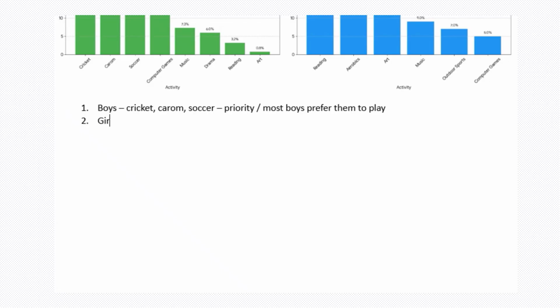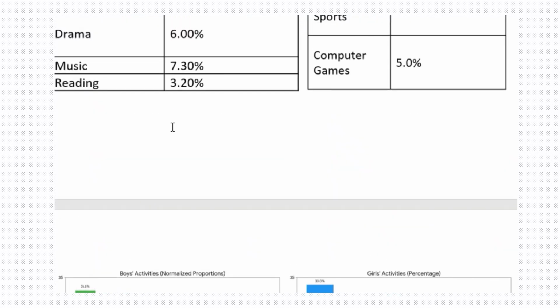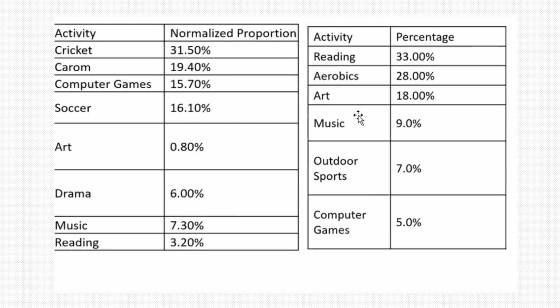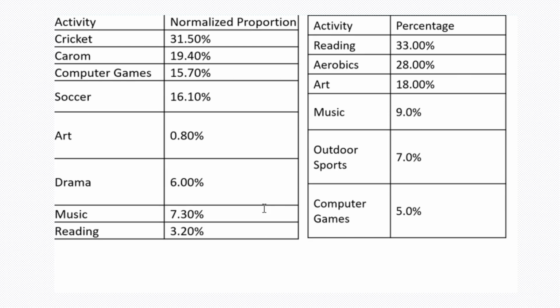Second one is for the girls. And what is the key observation here? If you go back to the same table, you would see that on the contrary, the girls rather prefer to read in their free time, or maybe to take part in aerobics or to do art. So they have completely different priorities. And some of those common activities, if you find them, such as art and computer games and music, you would see there is a huge difference. Music is pretty close, almost the same, very small differences there, but for art and for reading there is a huge difference, and for computer games also.